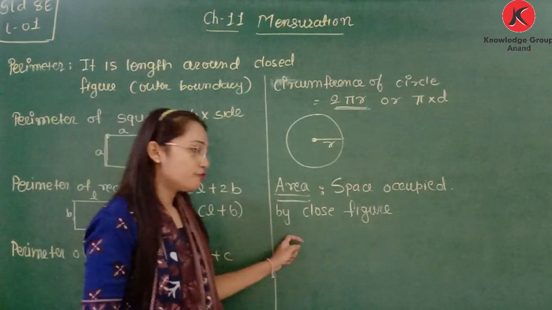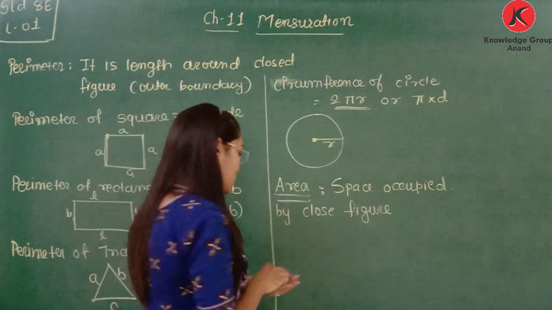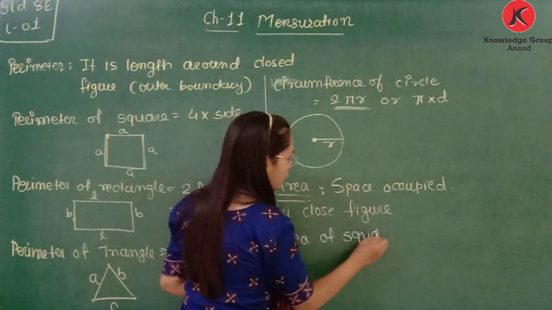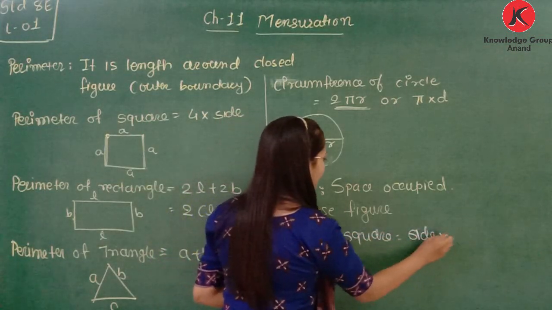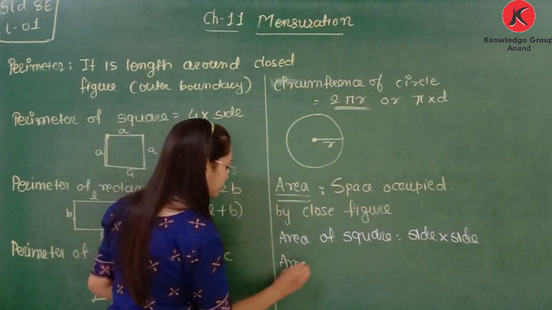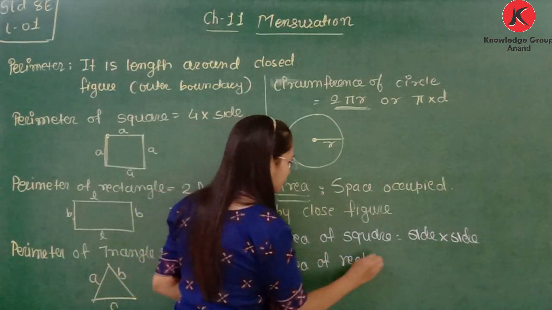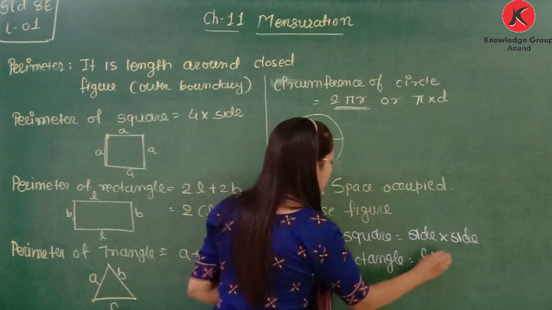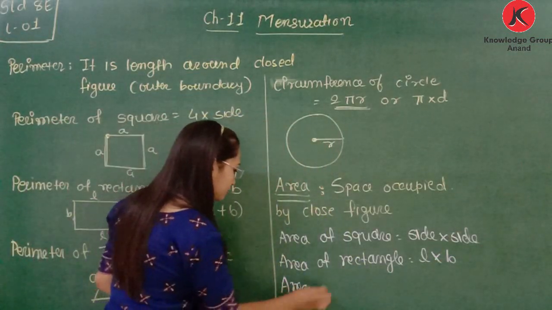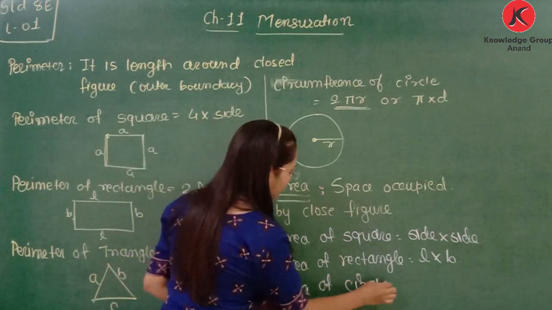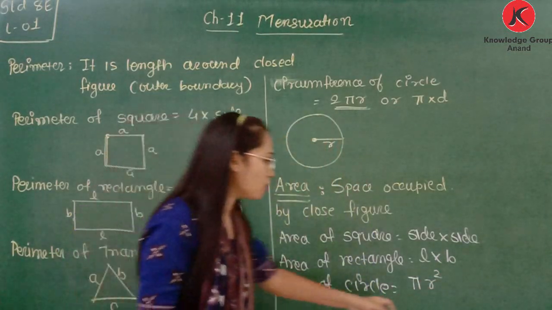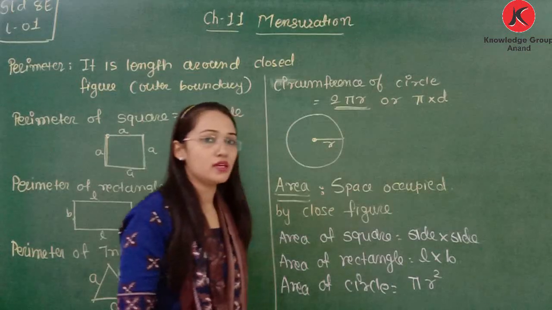Clear? So which equation did we learn for the area of a square? The equation will be side multiplied by side. Area of a rectangle, that is length multiplied by breadth. Then area of a circle, that is pi r square. R is the radius and the value of pi will be 3.14 or 22/7.